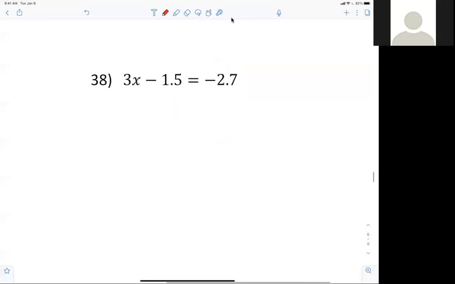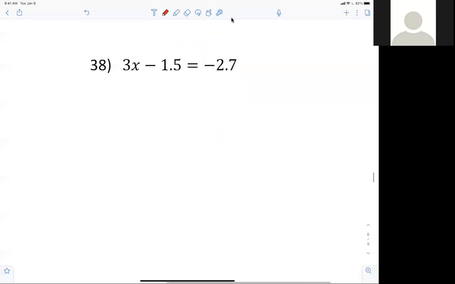All right, 38. Let's go, Josh. 3x equals negative 1.2. Thank you. And x equals negative 1.2 divided by 3, which is?